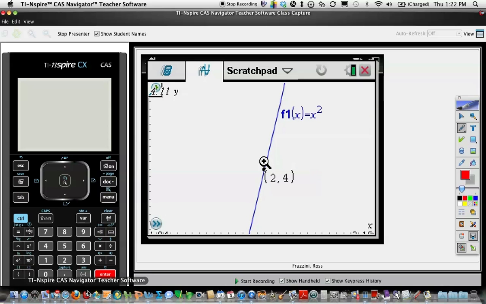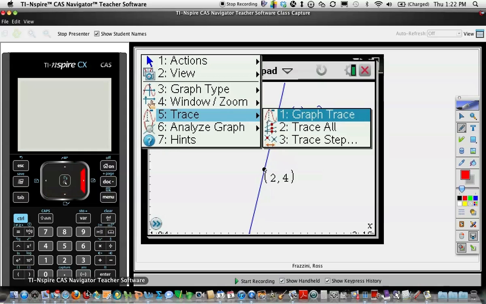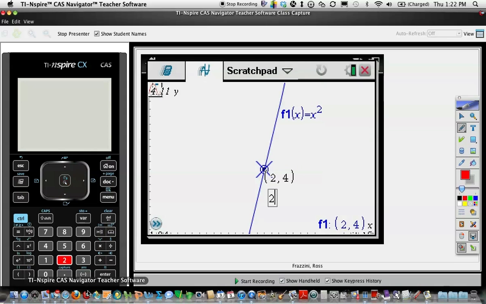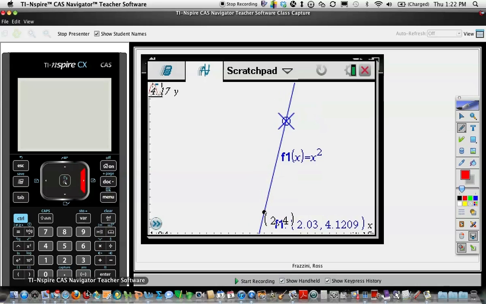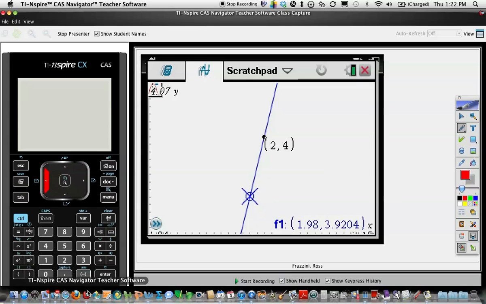You gotta go back to window. You gotta go back to menu and trace and graph trace now. Okay, now hit the right arrow. And notice it goes 2.01 and hit it again. 2.02, and then you can hit the left arrow, and it goes 1.99 and so forth. Okay, and so now you could literally take those points and write them down and do a slope calculation.